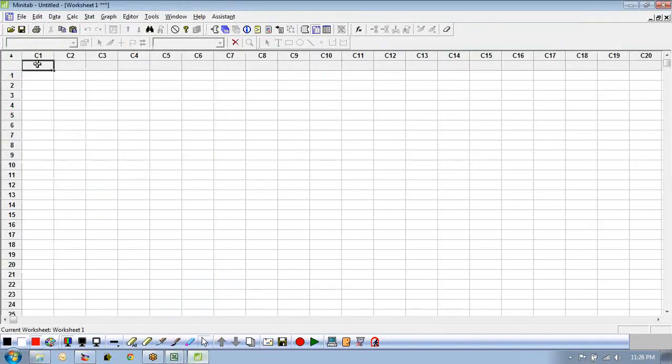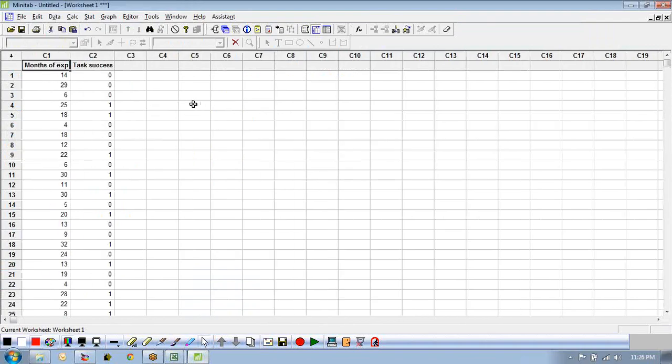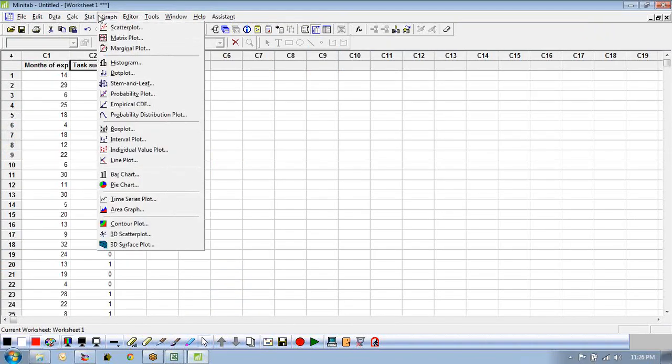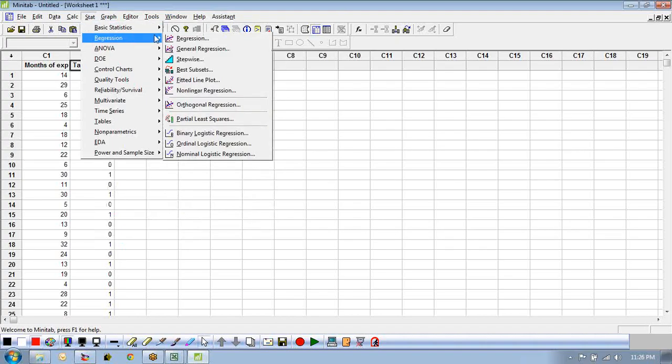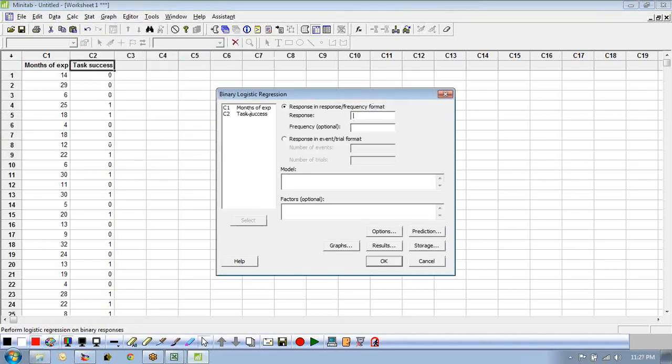Copy. And this is a fairly simple one because it's just one predictor and one response. So we're going to do this pretty quickly, and let's just start out with regression. And here it is right here. Here's our binary logistic. Underneath it are ordinal and nominal. You can look it up if you want to use those, but let's just start with binary. We'll put in the response, success. The model is months of experience.